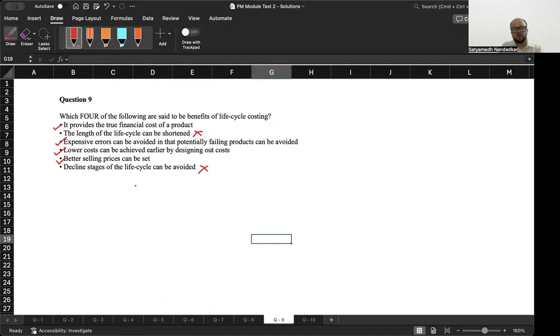When you do life cycle costing, you will get a complete picture of the entire journey of the product, at what stage, how much cost is going to be incurred. And if you come to a realization that the costs are going to be very high, you might want to avoid that situation simply by not going ahead with the decision to make that particular product.